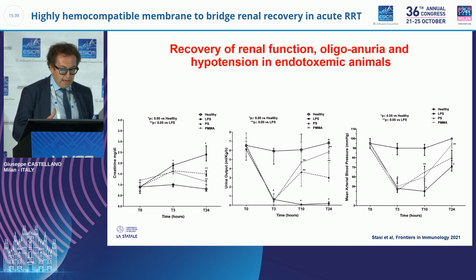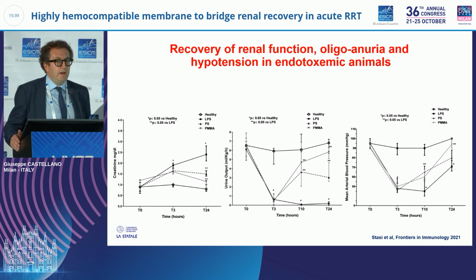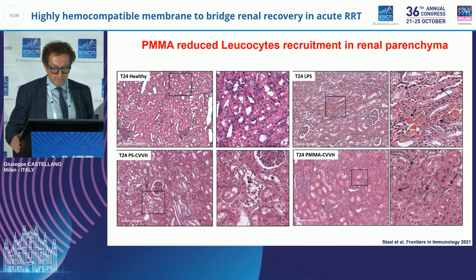Starting from investigating the renal function, the oligoanuria, and testing the hypotension, you can see here that the urinary output is significantly better in PMMA-treated animals, but also the mean arterial blood pressure is significantly higher when comparing PMMA with polysulfone-based CVVH.